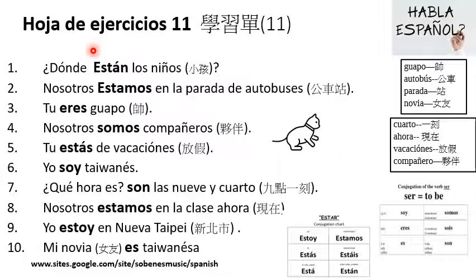Okay, so let's read these 10 sentences together and check your answers. ¿Dónde están los niños? Where are the kids, right? Nosotros estamos en la parada de autobuses.